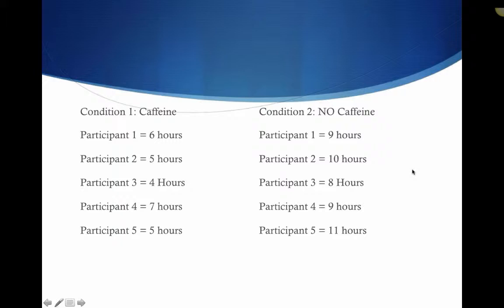So if you look at these two, this is a test that's run on caffeine and no caffeine. If you actually look at this, you're going to see that for the caffeine, these are the hours slept. Over here, these are the hours slept for no caffeine. If you look at this, just visually, because there are only 5 participants, you can see that with no caffeine, they actually slept more hours.